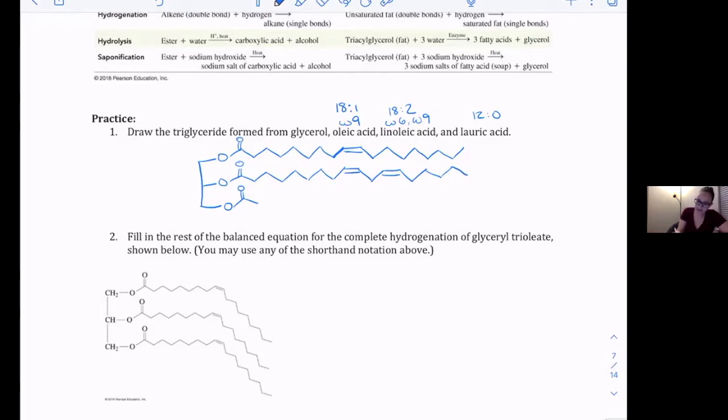Let's count and see if we're right. 1, 2, 3, 4, 5, 6. At the 6th position, we have a double bond. 7, 8, 9, we have omega-9. 10, 11, 12, 13, 14, 15, 16, 17, 18. 18 carbons total. Okay, and then our last one is the easiest.